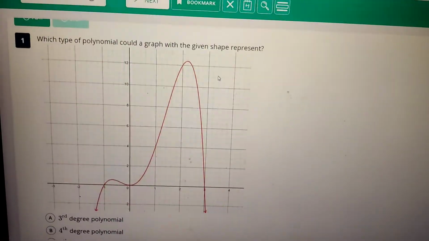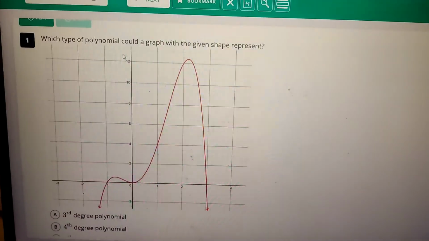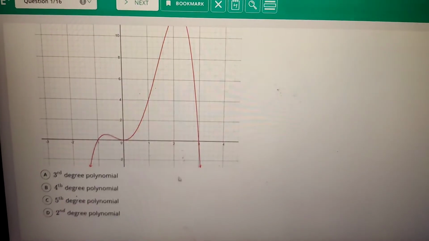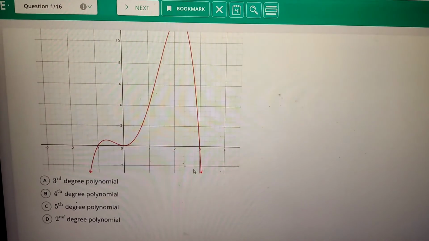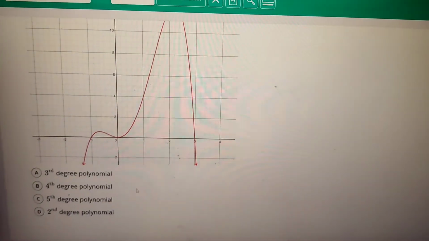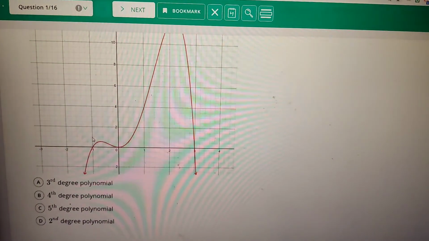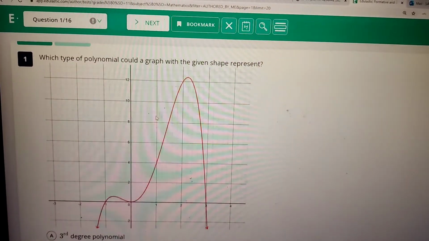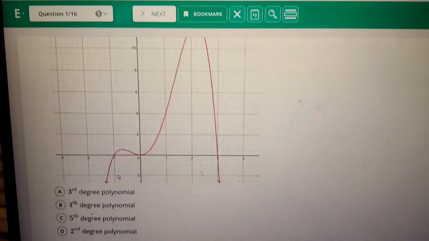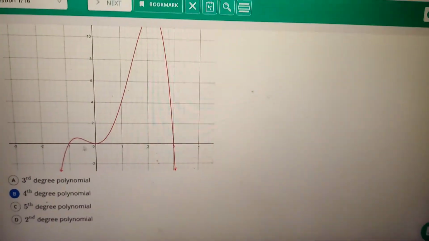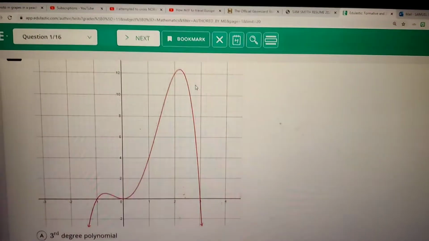So this is my number 1. Which type of polynomial could a graph with the given shape represent? Well, first of all, guys, the two ends are going the same way. So that means we know it is even. So that means it could not be 3rd or 5th degree. And then we have 1, 2, 3 bends, right? Which means it couldn't be 2nd degree. It has to be at least 4th degree or higher because of the 1, 2, 3 bends in the graph.